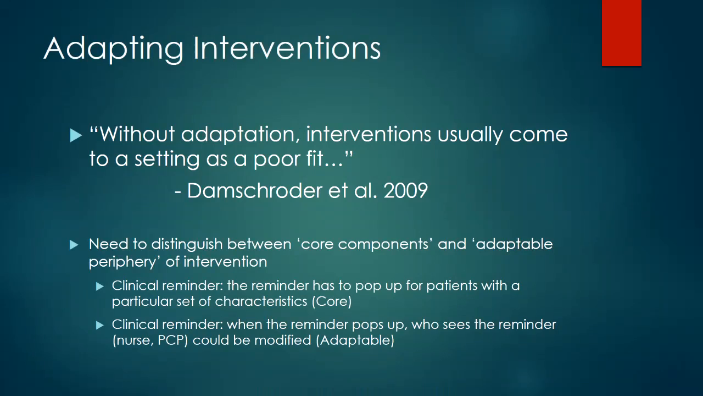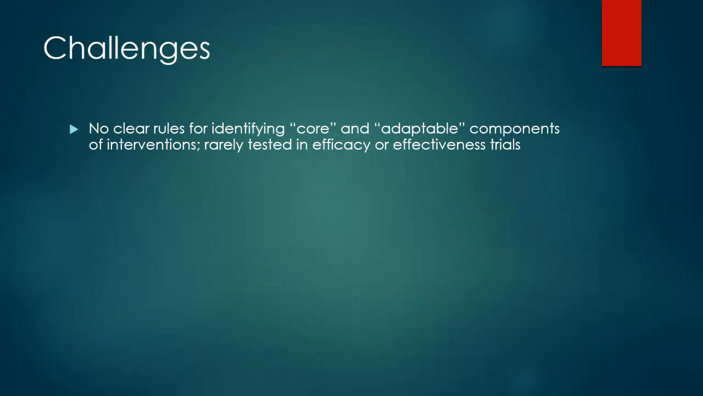So for example, if there's a clinical reminder that's the intervention being done, the reminder still has to pop up for specific sets of patients or characteristics. So that's the core part of the component of the intervention, the reminder itself, the reminder to the provider. However, when it pops up or who sees it, the nurse versus the primary care provider, for example, could be modified. So that might be the adaptable part of the intervention.